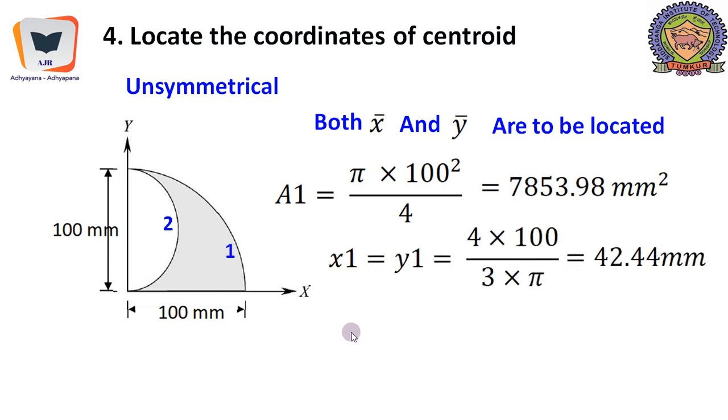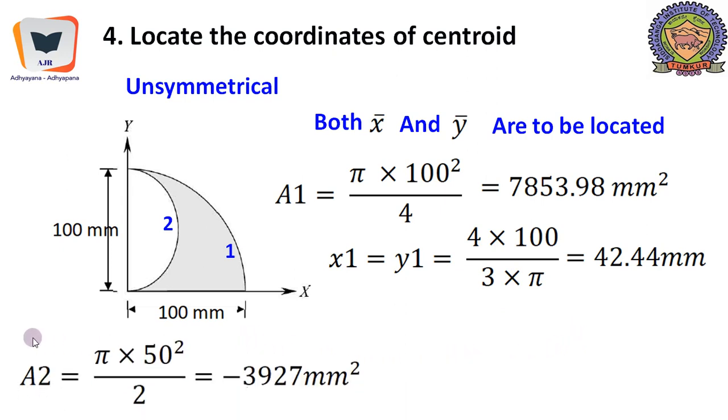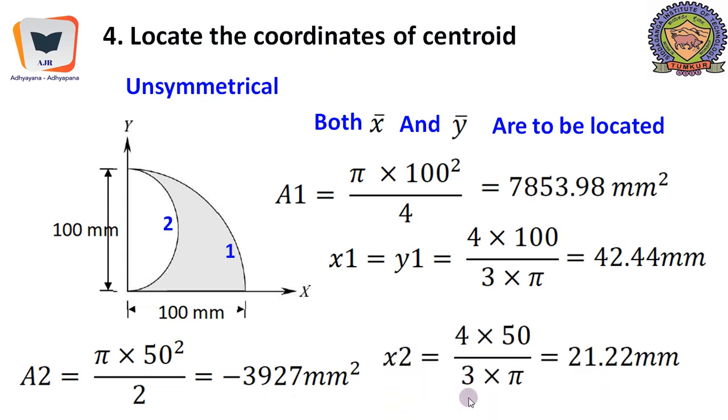But anyway, x1 equals y1. Since it is a quadrant of a circle, it is 4r by 3 pi from this end along the x-axis and 4r by 3 pi along the y-axis. It will give us 4 into r, which is 100, divided by 3 into pi, 42.44 millimeter. And A2 is a negative area, of course, pi r square by 2, because it is a semicircle. The radius happens to be 50 millimeter, and it will get us an area of minus 3927 millimeter square.